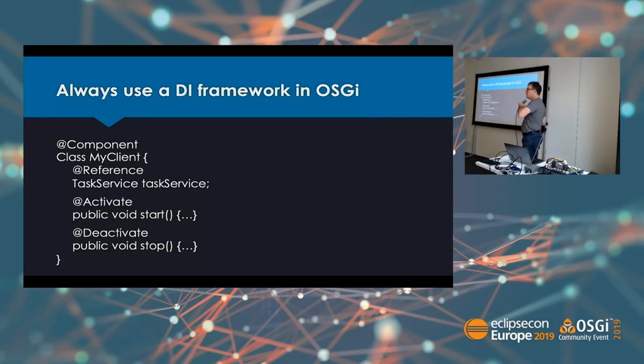So when any of those mandatory services go away, I can, for example, stop the thread I spawned. And apart from that, I have an easy time, because as long as my component is in between this activated and not yet deactivated state, I can freely use the service and don't have to care about the dynamic nature of OSGi anymore.